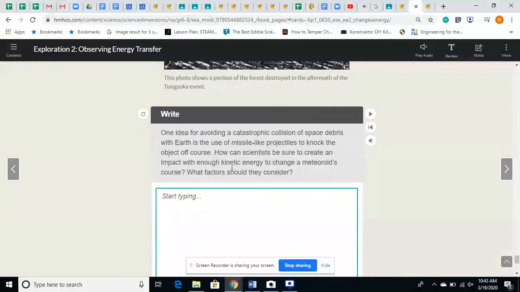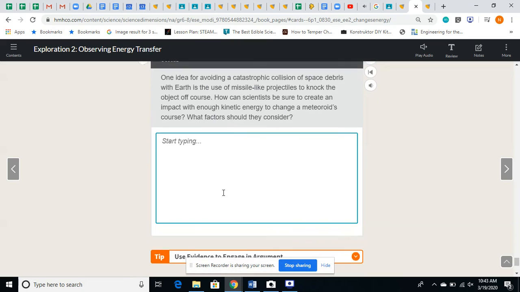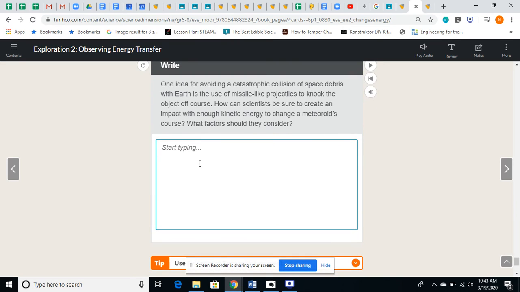I actually remember that. One idea for avoiding a catastrophic collision of space debris with Earth is using missile-like projectiles to knock the object off its course. How can scientists be sure to create an impact with enough kinetic energy to change a meteoroid's course? What factors should they consider? Remember, two things affect kinetic energy: speed and size.